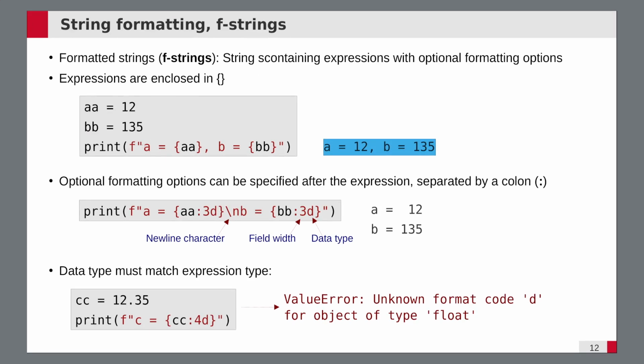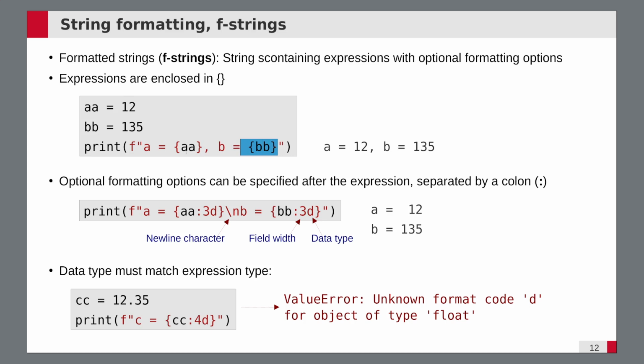Then what you can do is to say, okay, I have a string here. Print here the characters A and equal. And then please substitute in the string the actual value of the variable A, right? And then add the characters, the comma, the space, B and equal, and then again substitute the actual value of the variable B.